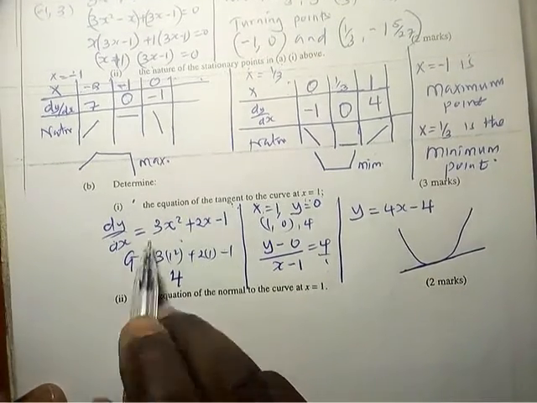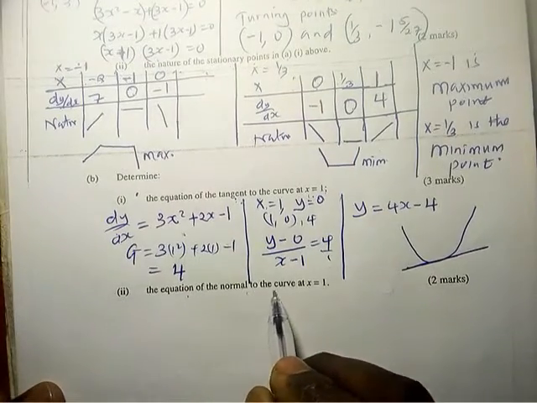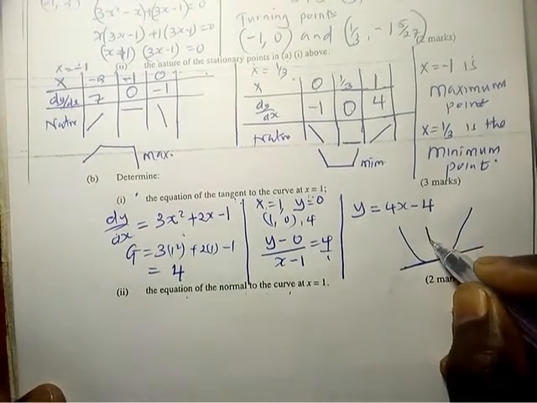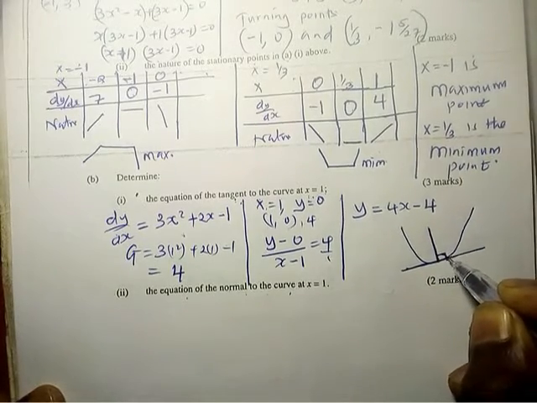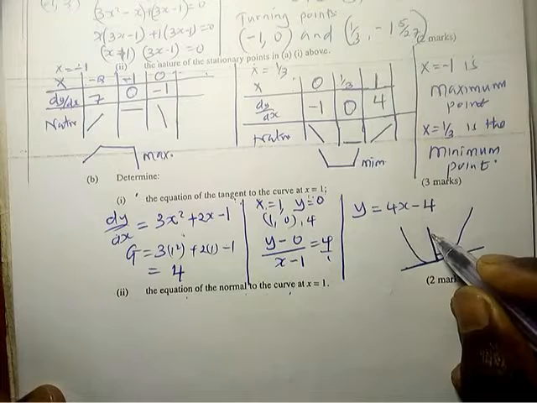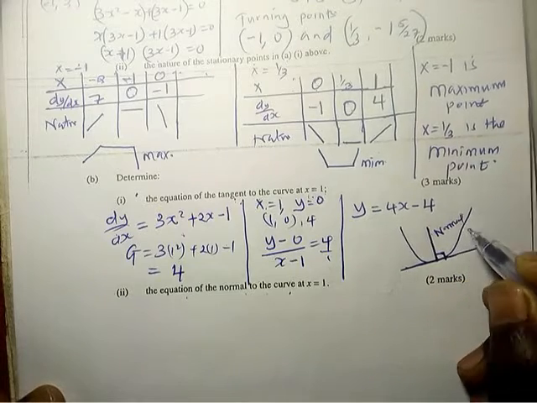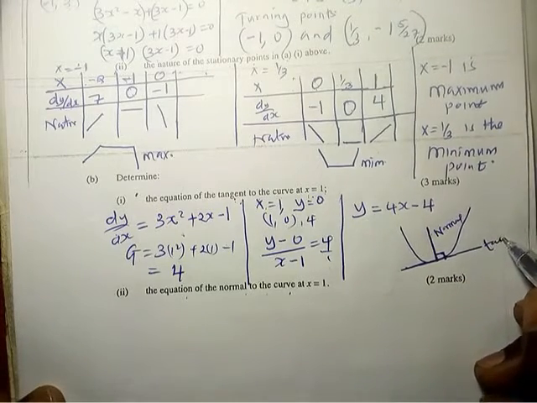So determine the equation of the normal to the curve. A normal to the curve comes like this. And if it is a normal, it is going to form a perpendicular to the tangent. It is going to be the normal and the tangent, they are perpendicular.